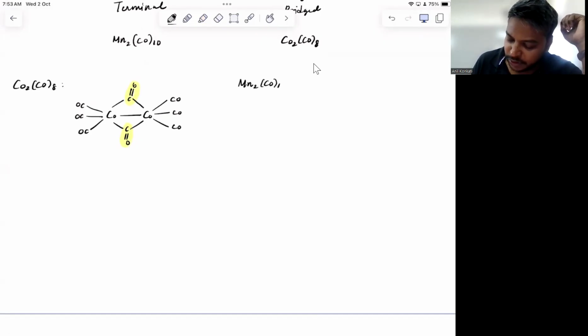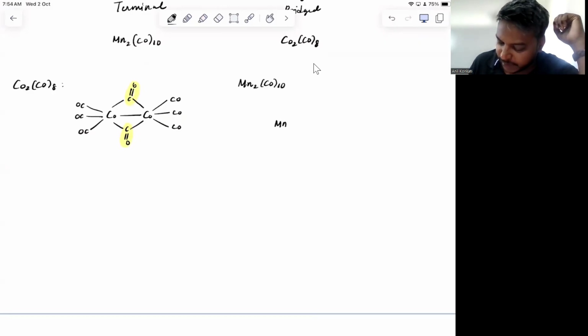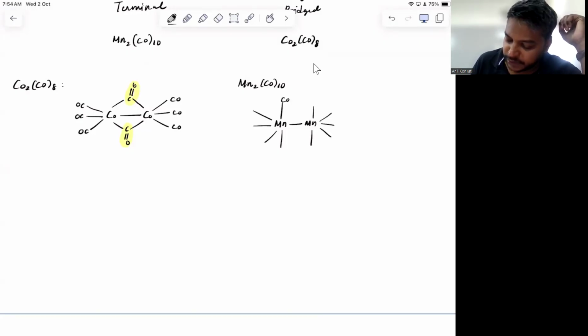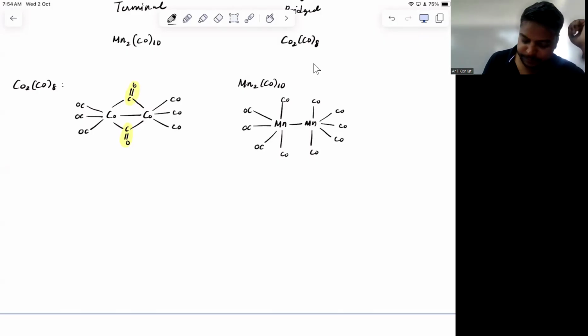Mn2 CO10, if you have, the connections are between manganese and manganese. And then we have 5 connections on this side, 5 connections on the other side, like this. These are carbonyl connections with manganese. Clear?